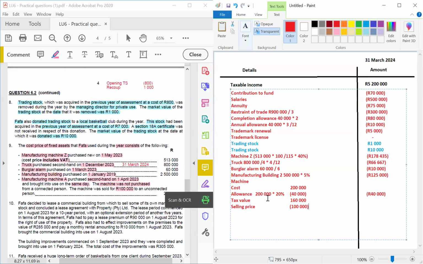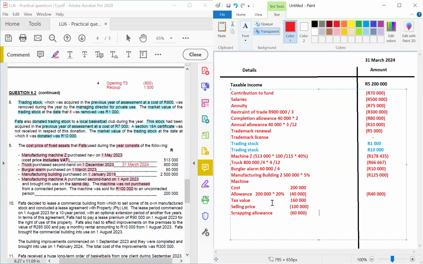Now if you sell lower than the value of your product, you are making a loss. In tax, we do not say a loss. We say a scrapping allowance, because this is a general deduction, right? This is a section 11(o), right? So the scrapping allowance would be 60,000, right?